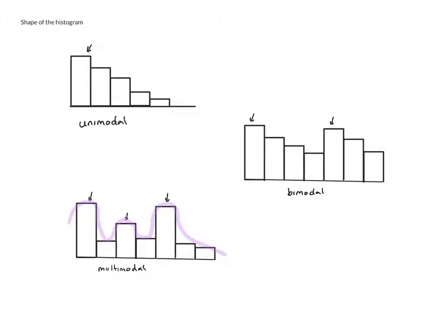So 1 peak, unimodal; 2 peaks, bimodal; 3 or more peaks, we'll call it multimodal. And as a reminder, these peaks don't have to be the same height. All we're talking about is the general shape. Here, I hit 1 peak and go down. Here, I hit a peak, go down, hit another peak, go down, so 2. And down here, multimodal, because there are 3 peaks I hit.